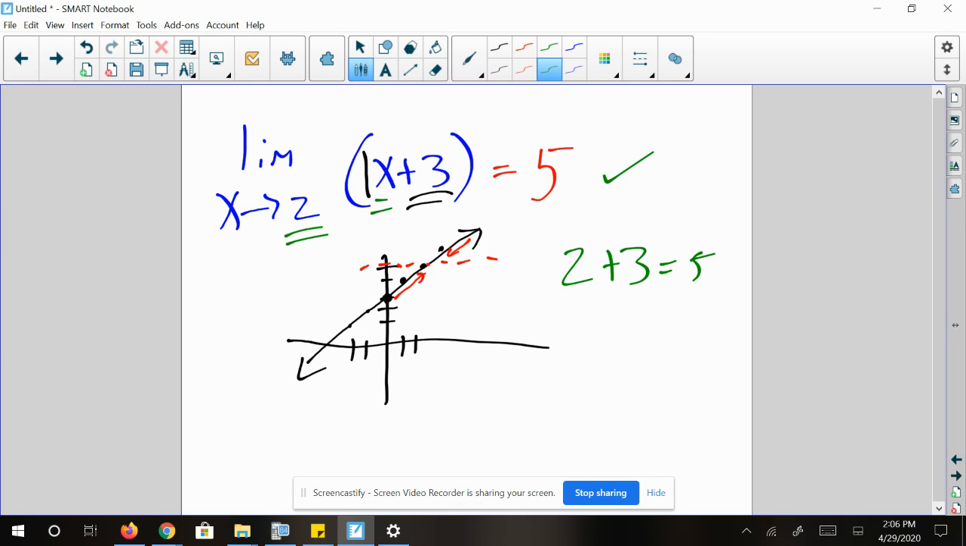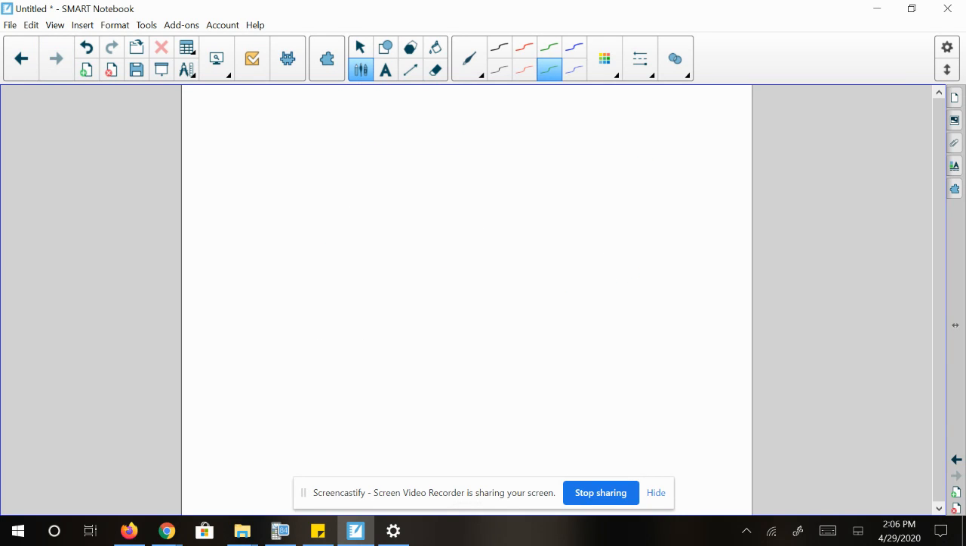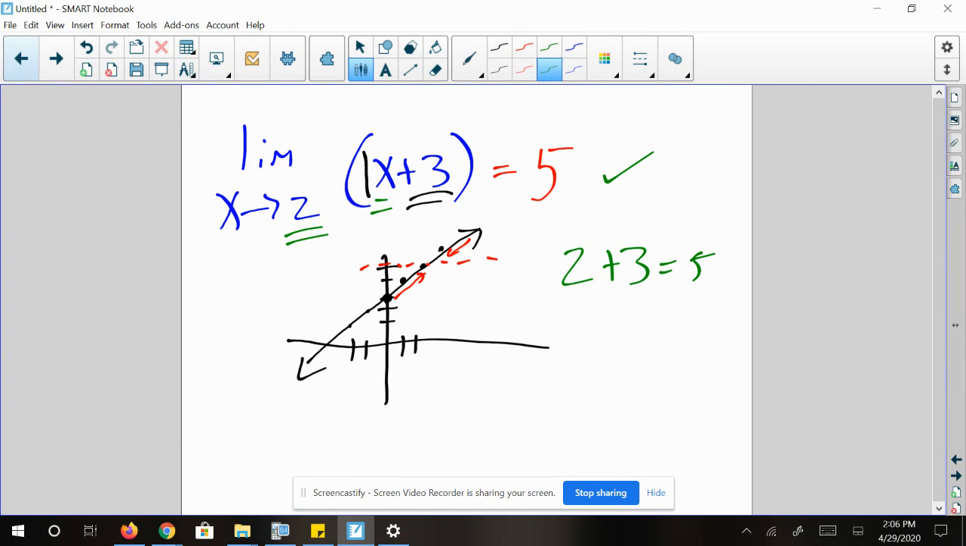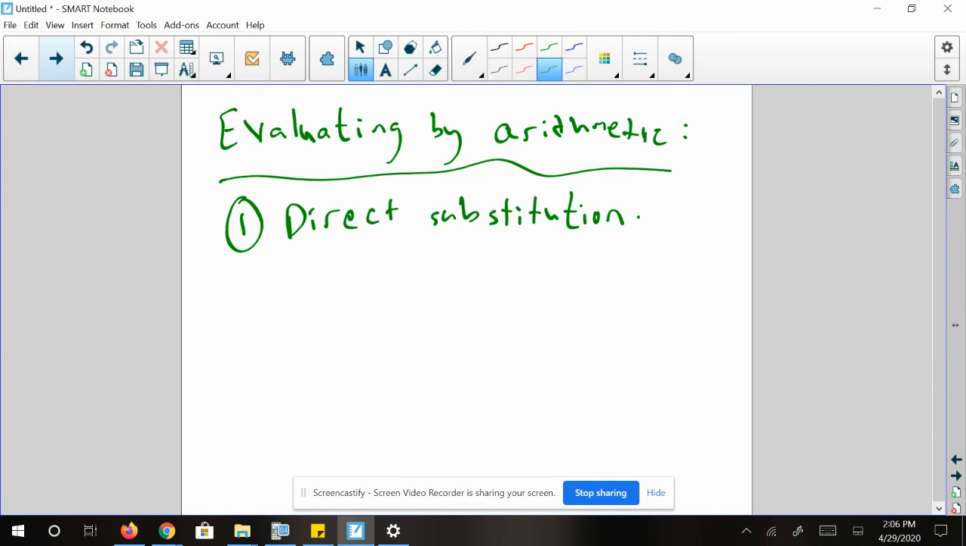Okay, so if we're talking about evaluating limits, evaluating by, I don't want to say graphing or table, we'll just say arithmetic. Okay, well, one thing you could do is you could use direct substitution. If you can simply just plug in the value that you're supposed to be approaching like we did on the last problem, go ahead and do it. I promise that'll be the easiest way to evaluate the limit.